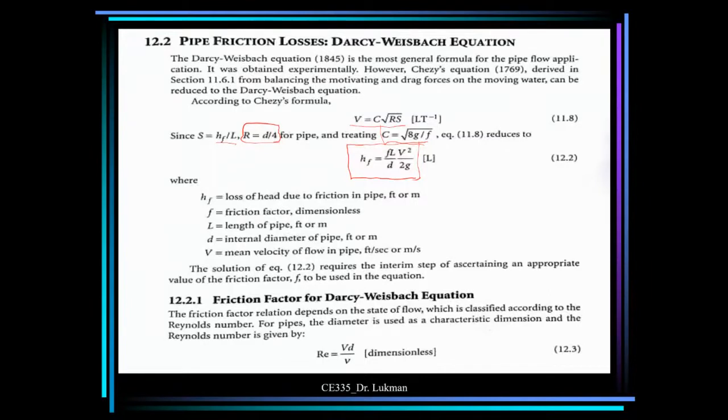So it implies that as the velocity increases, the head loss increases. If you see, the head loss due to friction is proportional to V squared. And as the velocity within the pipe increases, the head loss increases.